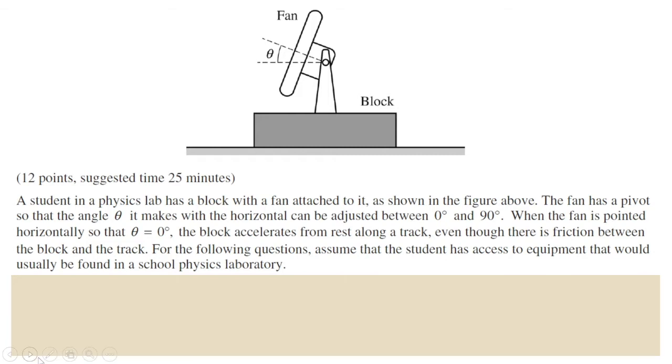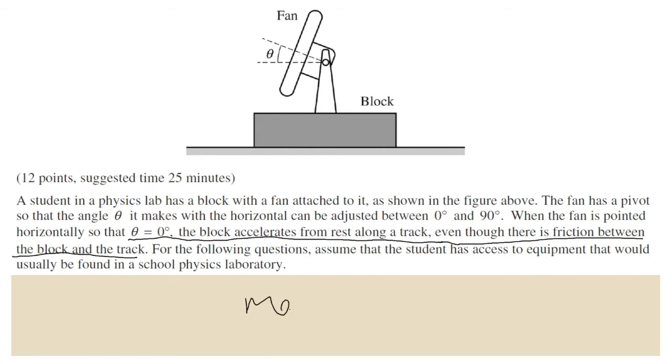For the following questions, assume that the student has access to equipment that would usually be found in a high school physics laboratory. Now, the first thing that we should probably mention here is that they tell us when the angle is 0, the block accelerates from rest along the track, even though there is friction between the block and the track. So the main question we want to ask and answer here is, what does it mean that the block accelerates from rest along the track when the angle is 0?